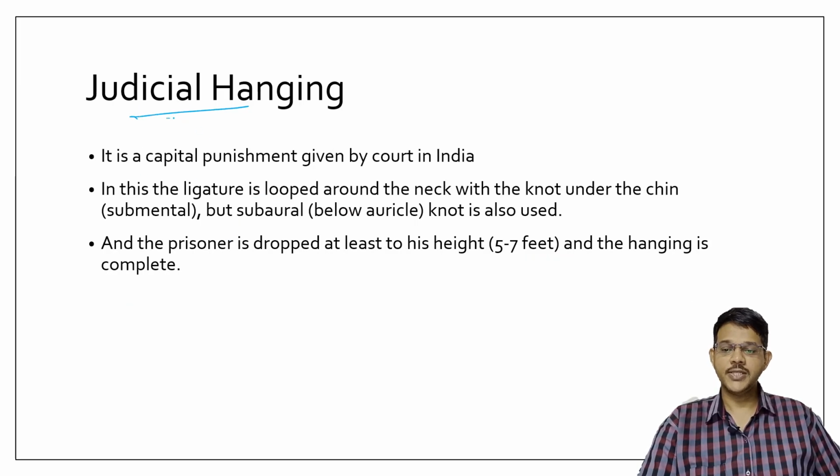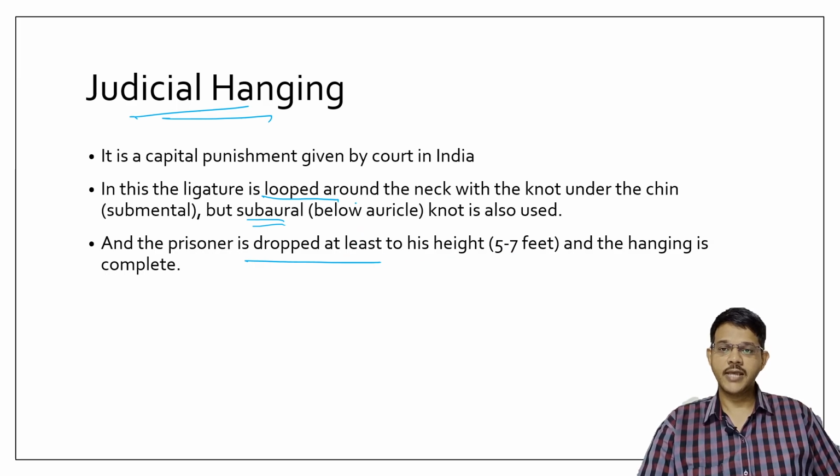Next medical importance is judicial hanging. It is a form of capital punishment which is given in India. In this, the ligature is looped around the neck and the knot is placed below the chin or below the auricle, and the person is dropped at least up to his height, usually 5 to 7 feet, and the hanging is complete.